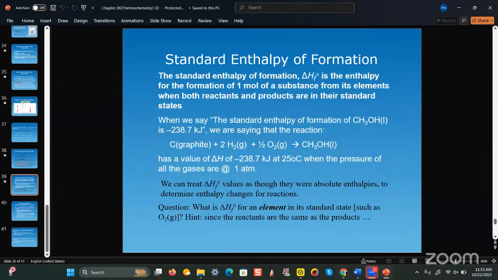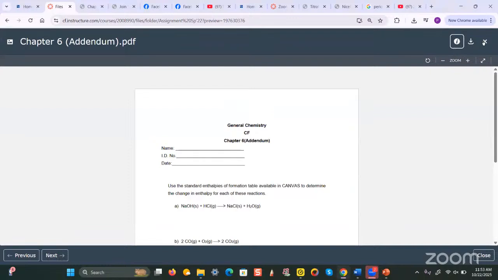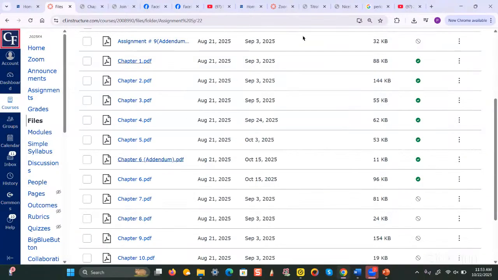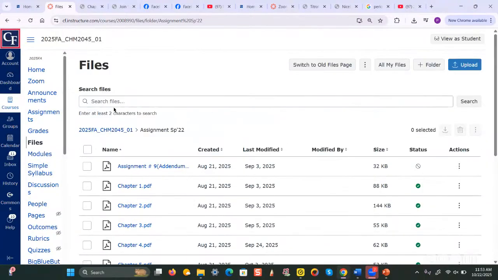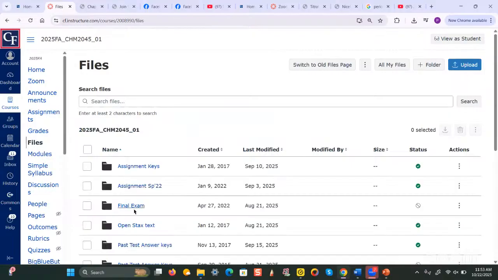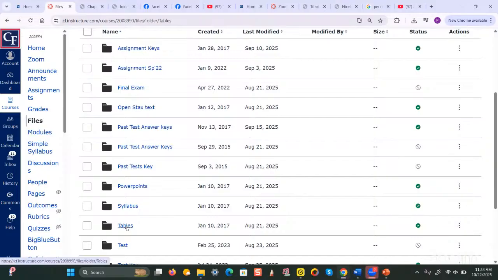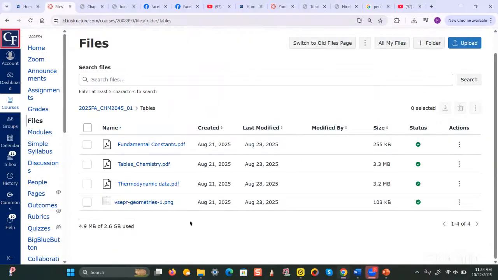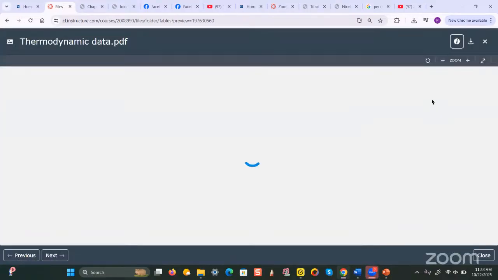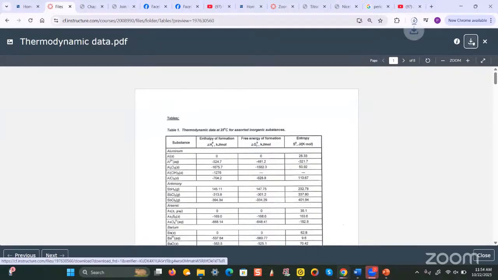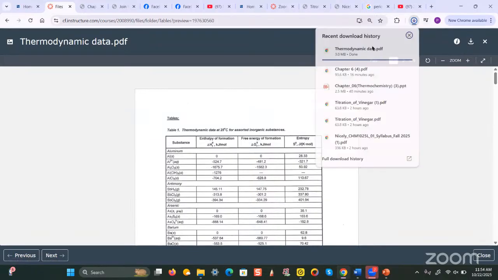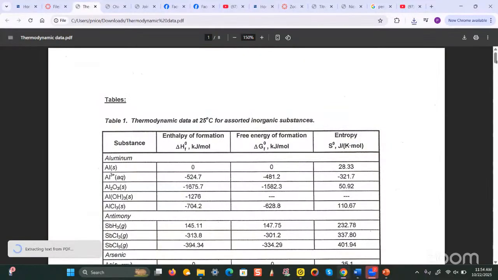So let's say we go here. Let me get rid of that, and let me scroll up, and let me go here. I'm going to go to the folder which contains your tables. This table right here, thermodynamic data, which you'll have access to in your future test. It's a relatively large document containing 8 pages.